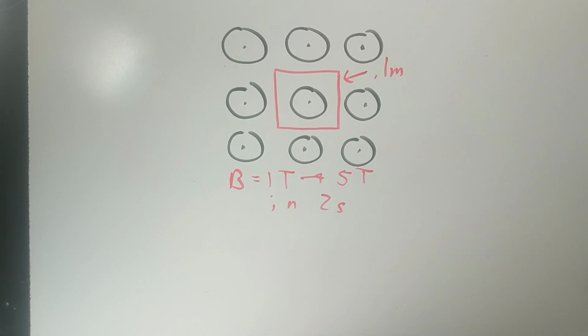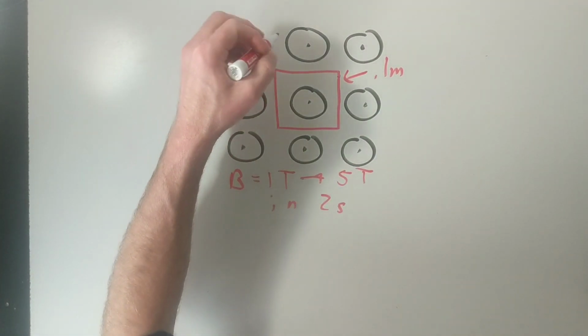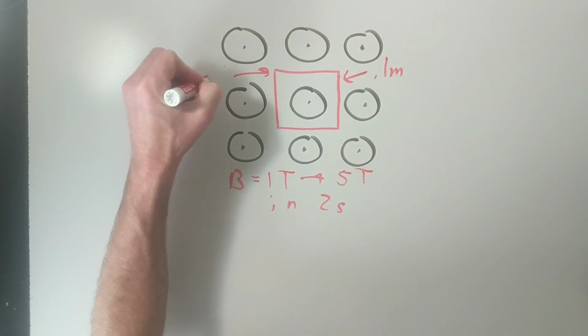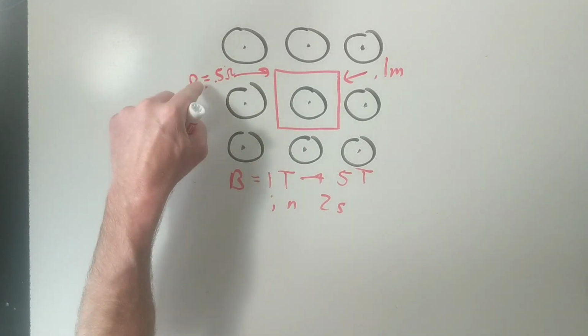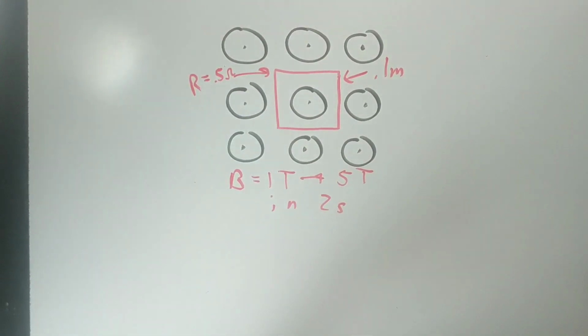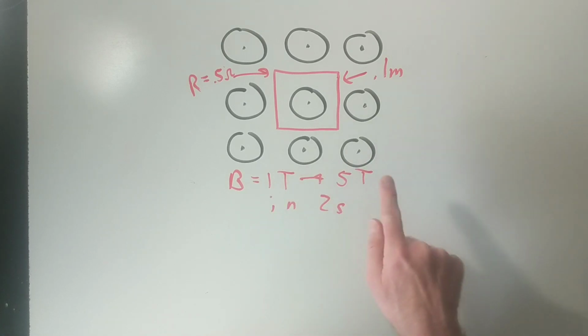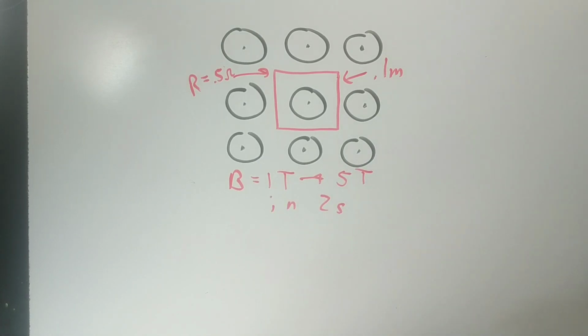Now, given that this is a loop of wire, I'm going to say that it also has a resistance of 0.5 ohms. So it's just a wire, a little 0.5 ohm resistor. But let's see what happens first. We see that the magnetic field is going to increase from 1 Tesla to 5 Teslas in 2 seconds.